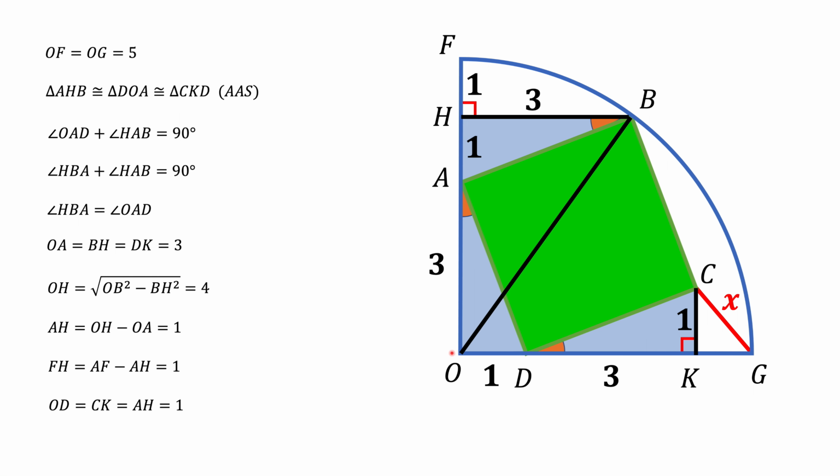Now let's look at what we have here on OG. OG is 5, it's a radius. It consists of 1, 3, and what's left here, GK, also should be 1. And the last thing is to look at the right triangle CGK. This is the triangle where both legs are 1, and that means that the hypotenuse by the Pythagorean theorem should be square root of 2, and that's our final answer.